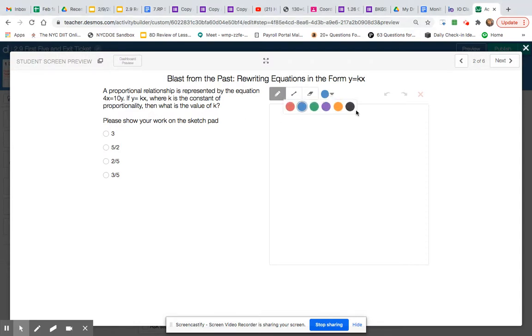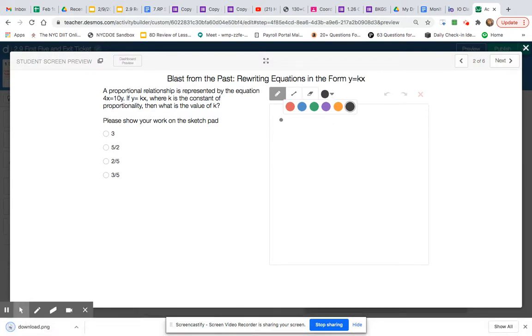Okay, so we know that once we have proportional relationships as equations, they have to be represented in the form y equals k times x. Notice the y has to be isolated, by itself. But notice the equation that they give us: 4x equals 10y.